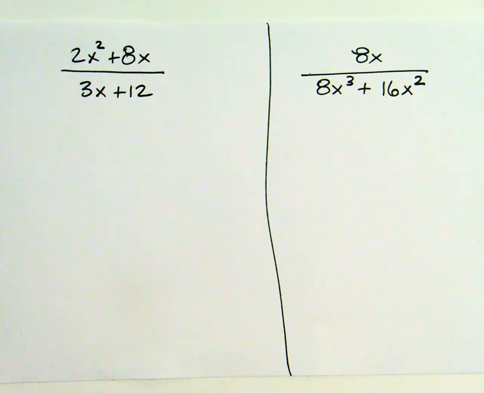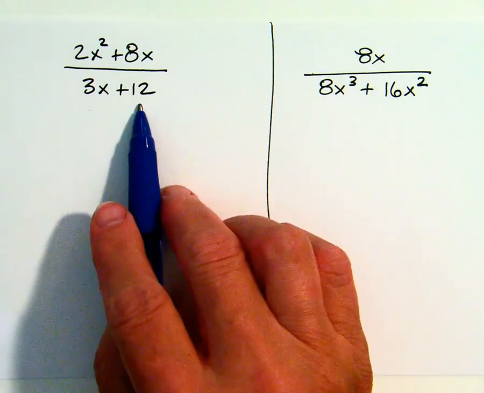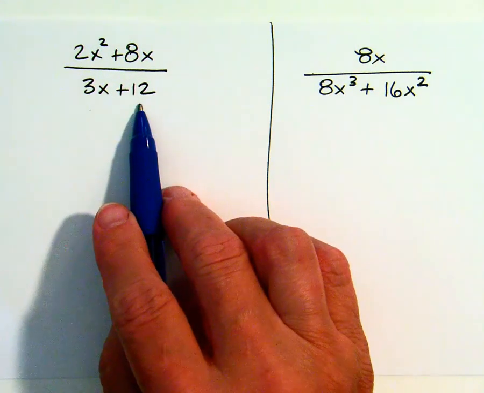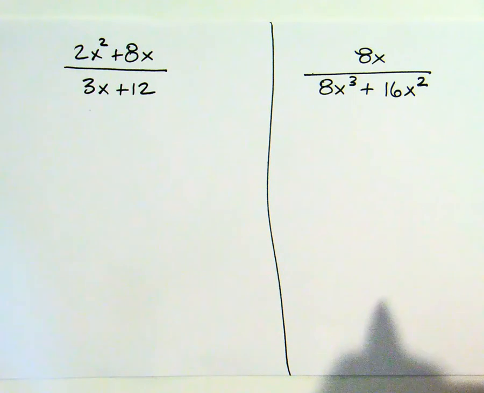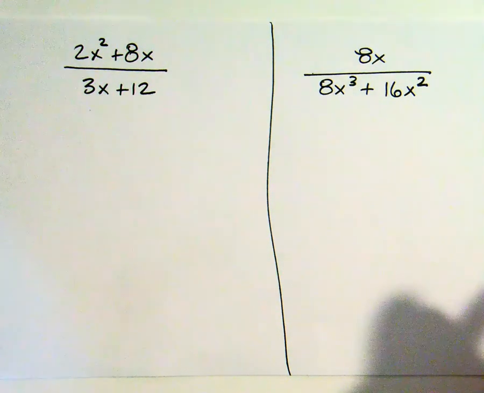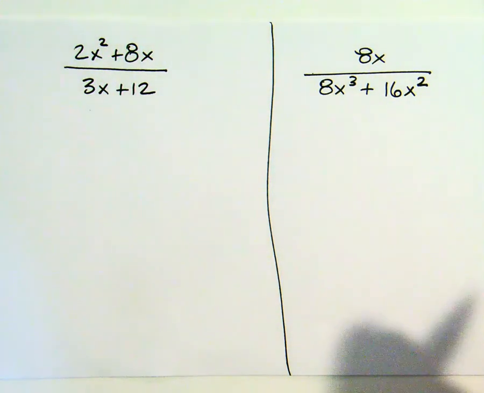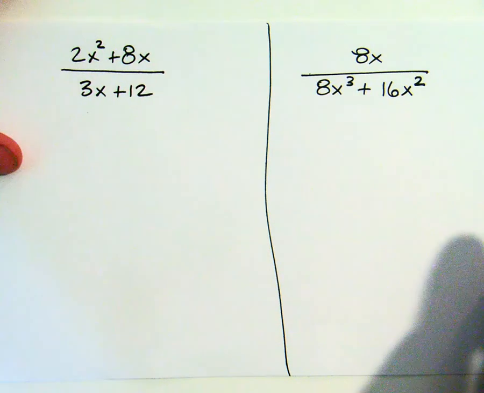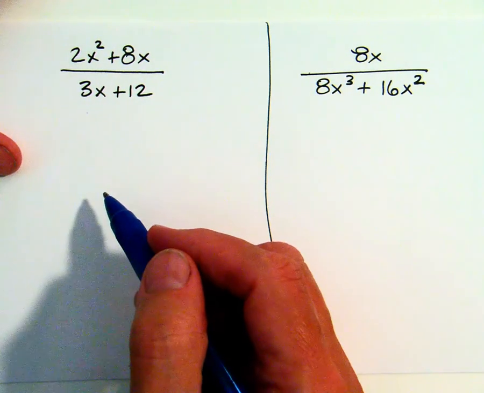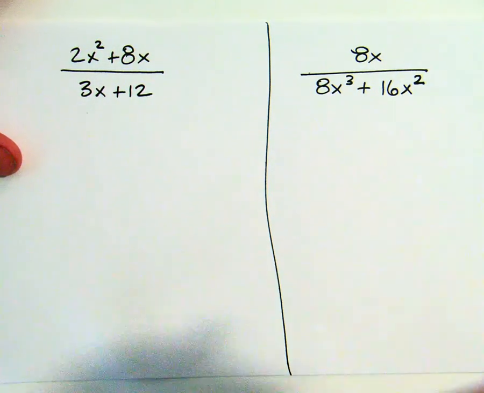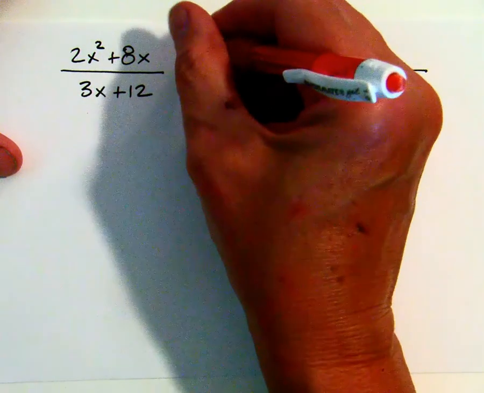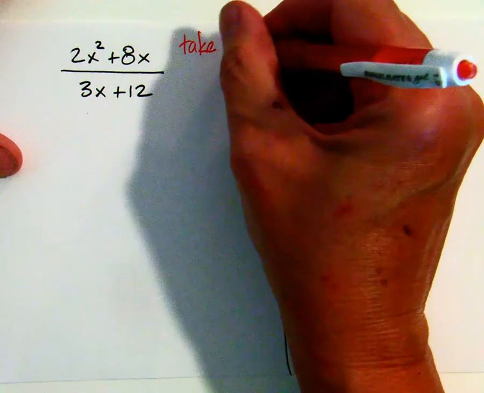Let's look at a few more here. How are we going to do this? We can't split up the denominator. I'm going to go ahead and work this out. Why don't y'all work it out with me as I'm doing it? What I'm going to do first in all these cases is take out the common factors. Divide out the common factors.